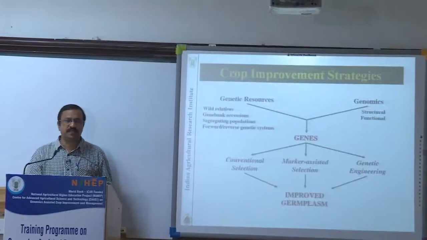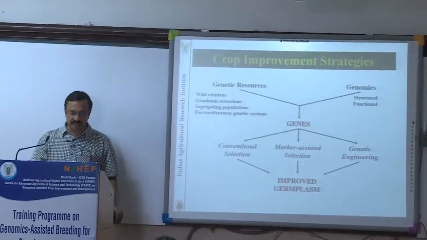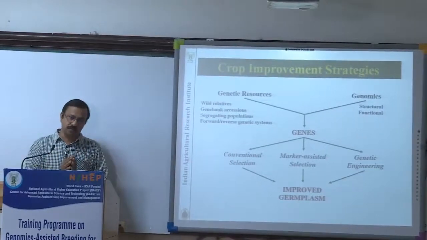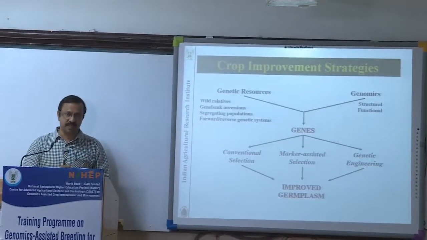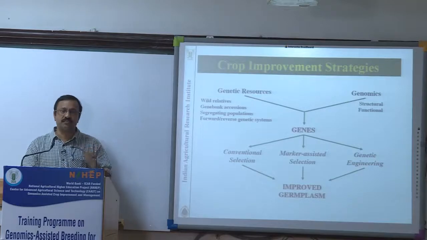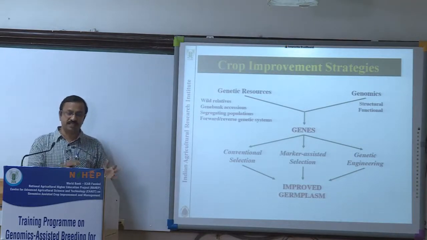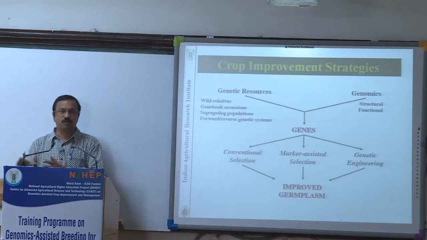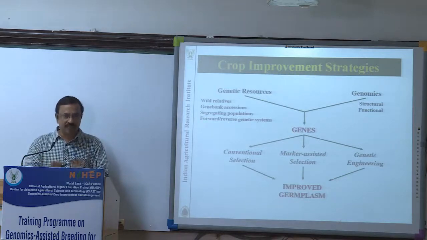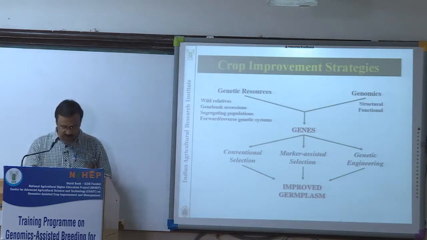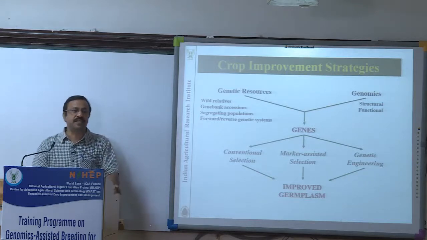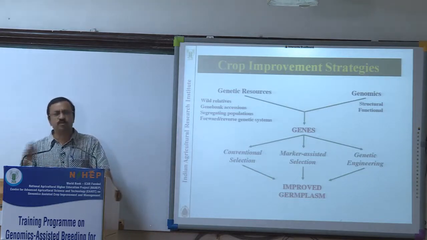Now when we are looking at improvement strategies, the whole idea is to develop a good germplasm which has the qualities that we would like to have. It can be that we are looking at genetic resources, or we are looking at genomics to create variability. Variability for what? For the genes under consideration. And when we look at the earlier methods, we were looking at conventional selection. It's a beautiful saga of a journey that has moved past.